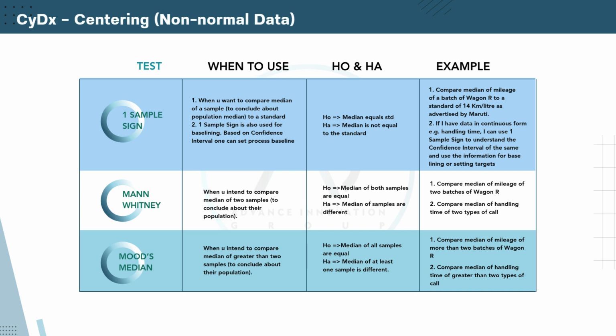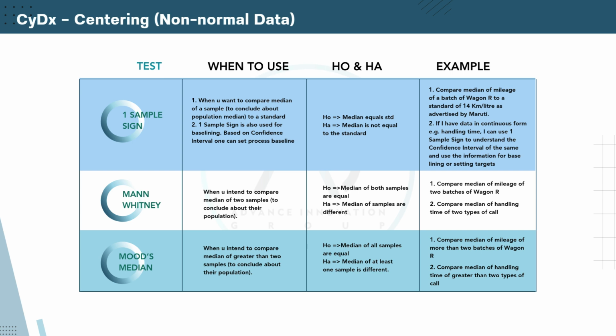Second, Mann-Whitney. This test is applicable when you want to compare the medians of 2 independent groups, commonly used when you have 2 sample groups and non-normal distribution. 3. Mood's median: when comparing medians across more than 2 groups. Column 3, Ho and Ha, null and alternate hypothesis. Each row outlines the respective null and alternate hypotheses.